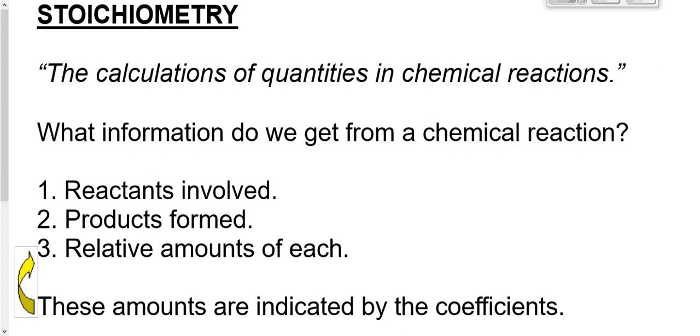When we look at a chemical reaction, there are three pieces of information that we get from that sentence. We know which reactants are involved, we know which products are formed, and once we've balanced the equation, we know the relative amounts of each. So the coefficients from the balancing tell us the relative amounts of products to reactants that we need. Remember at the beginning of this unit, we practiced balancing equations? Well, now we're about to see why.